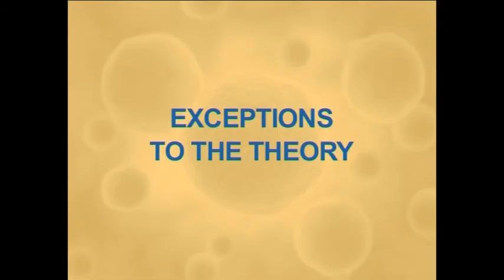Let us now see the exceptions to the theory. Some exceptions to the cell theory are: first, viruses are not made of cells and yet they are considered to be alive by some. The second exception is the first cell did not originate from a pre-existing cell according to the accepted theory of evolution. Thirdly, mitochondria and chloroplasts have their own genetic material and reproduce independently from the rest of the cell.